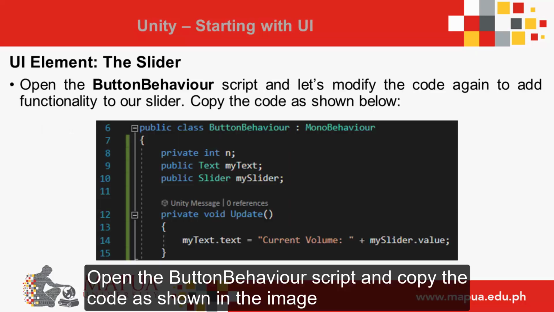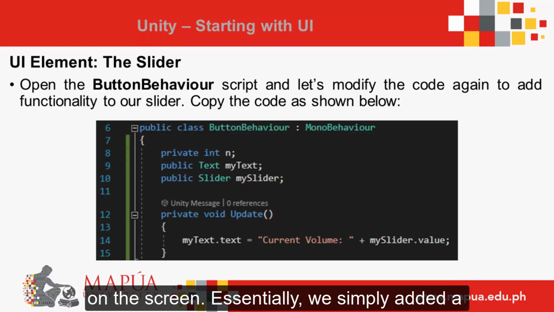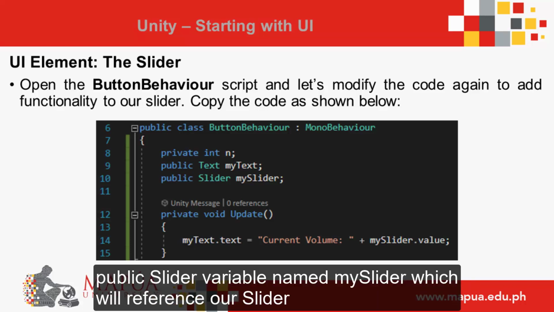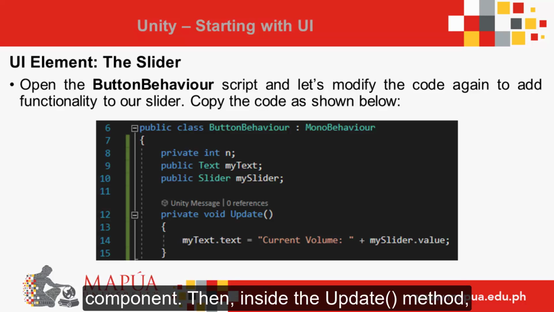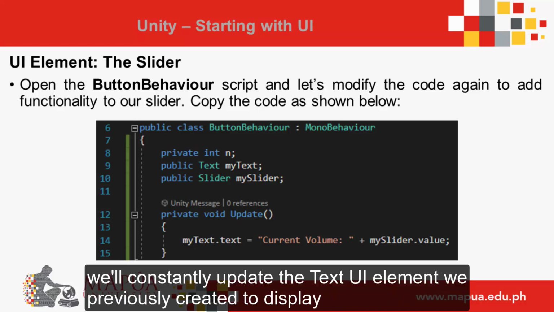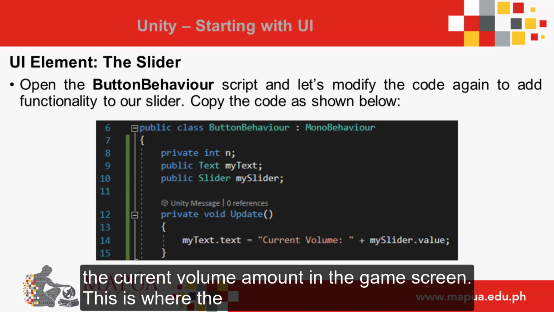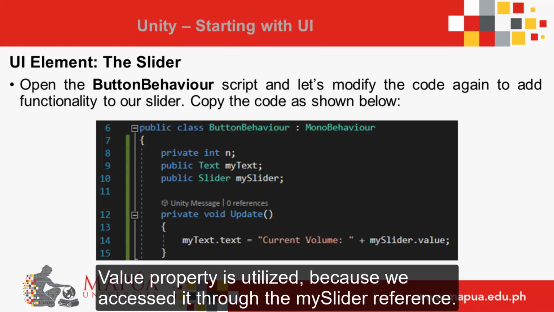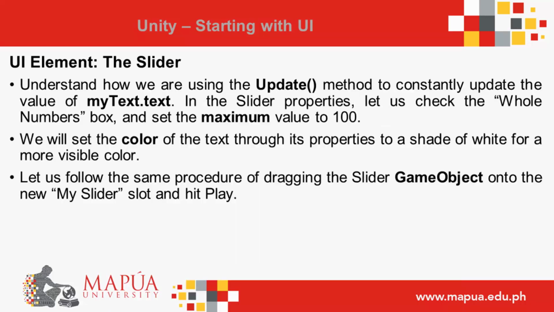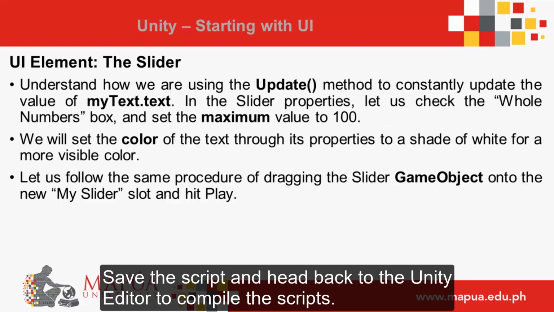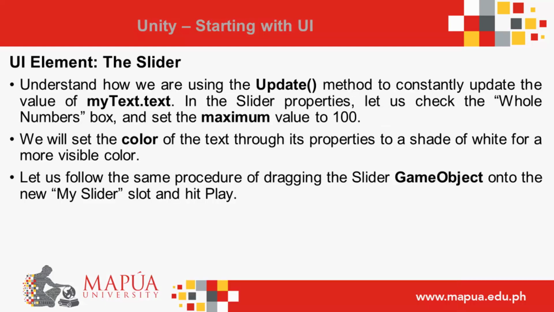Open the Button Behavior script and copy the code as shown in the image on the screen. Essentially, we simply added a public Slider variable named mySlider, which will reference our slider component. Then, inside the Update method, we'll constantly update the text UI element we previously created to display the current volume amount in the game screen. This is where the value property is utilized, because we accessed it through the mySlider reference. Save the script and head back to the Unity editor to compile the scripts.